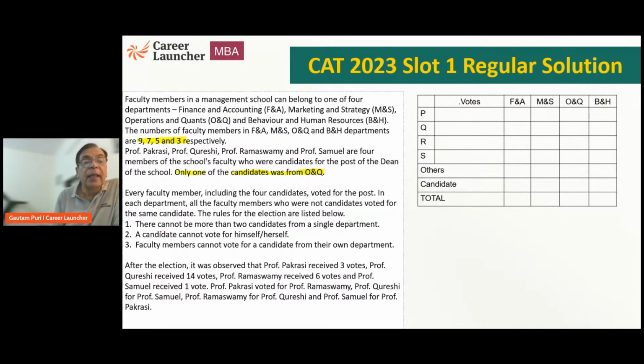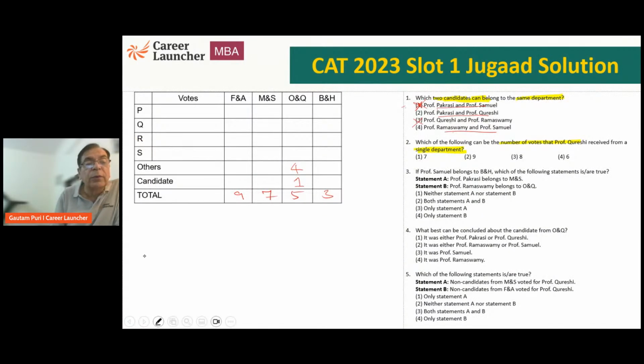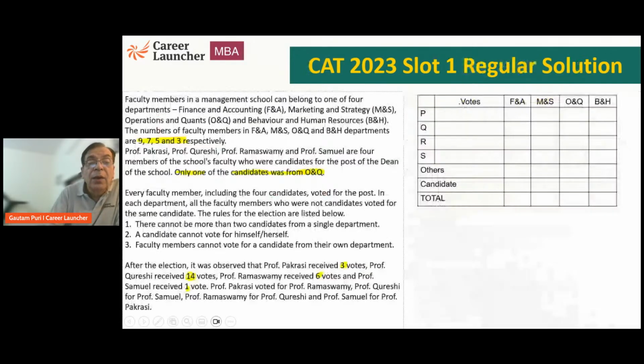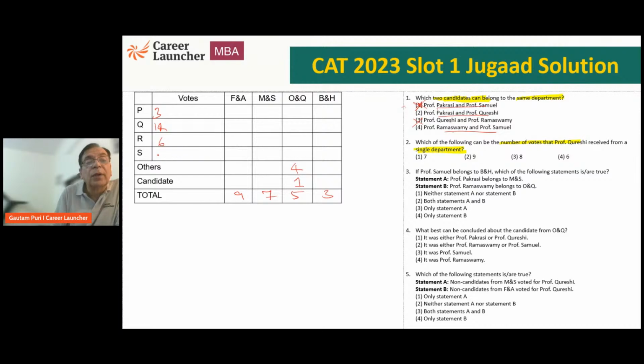Okay. Then anything else from here? No. Let's go to the last paragraph. Qureshi, P received 3, Q received 14, R received 6, and S received 1. PQR received 3, 14, 6, and 1 votes. So P received 3 votes, Q received 14 votes, R received 6 votes, and S received 1 vote.